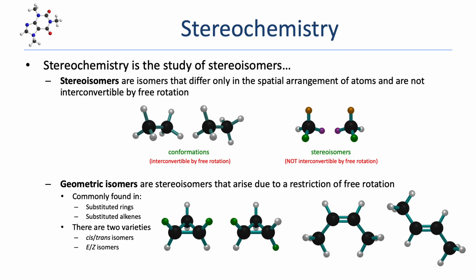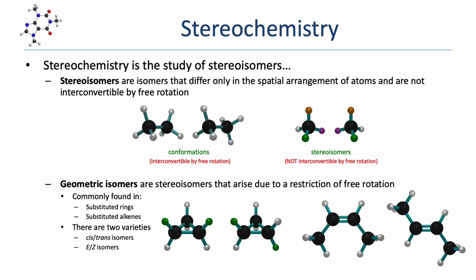The first type of stereoisomers we're going to look at are geometric isomers. Geometric isomers are just stereoisomers that arise due to a restriction in free rotation. These are commonly found in substituted ring systems and substituted alkenes. So here I've got a pair of substituted cyclopropanes. And you can see that the two green substituents in that first molecule are pointing in the same direction.